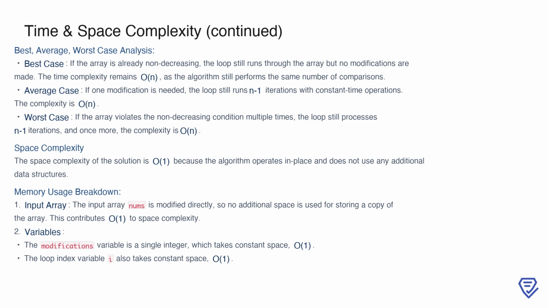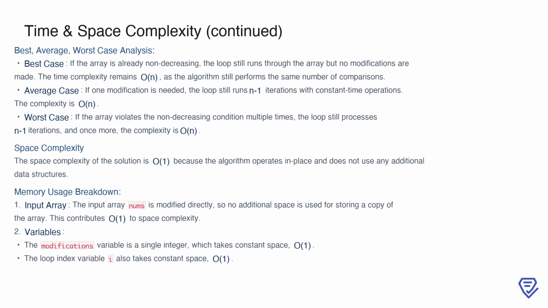Now, analyzing the algorithm further, we can consider the best, average, and worst case scenarios. In the best case, if the array is already non-decreasing, the algorithm still needs to traverse the array. Even though no modifications are made, the loop still runs for n-1 iterations, and the time complexity remains O(n). In the average case, where one modification is required, the number of iterations does not change, the loop still runs n-1 times, with constant time operations inside, so the complexity is still O(n). In the worst case, where multiple modifications might be needed, the algorithm still processes every element in the array exactly once. Once again, the time complexity stays O(n).